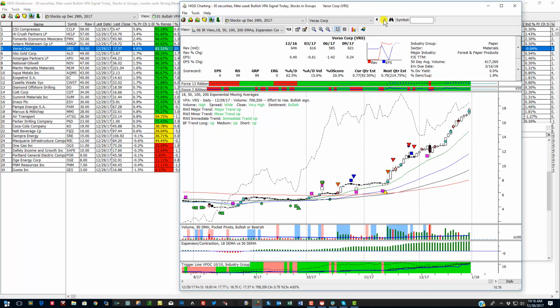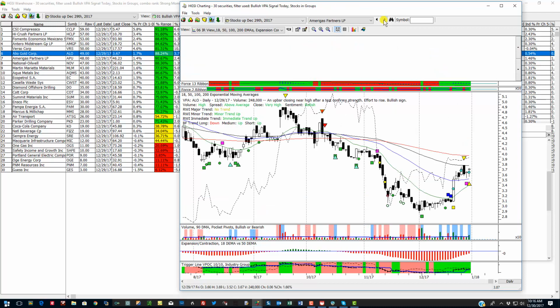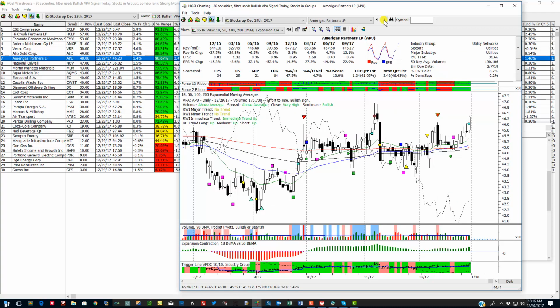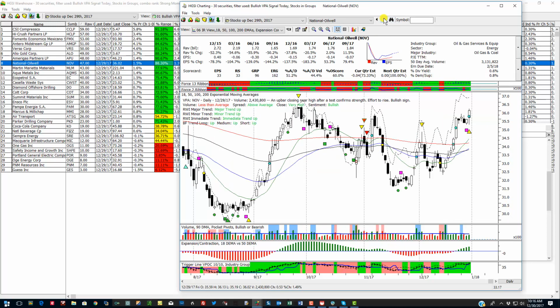Here's the Verso, which I looked at. Here's a gold stock. You can see a lot of these stocks have been beaten down. This one, another low volume stock. You can tell that just by looking at the bars and so on. Now here is one that trades over 3 million.